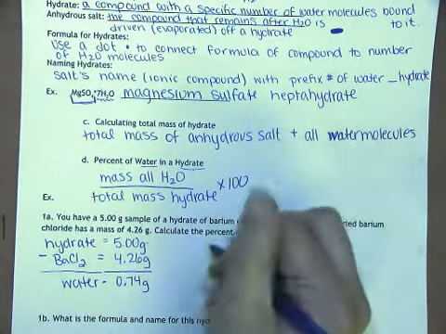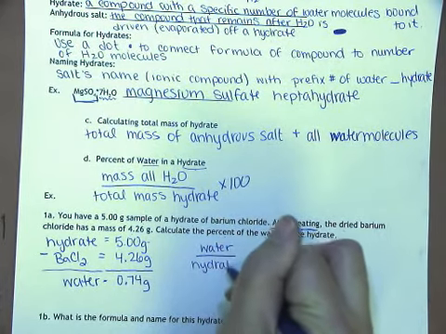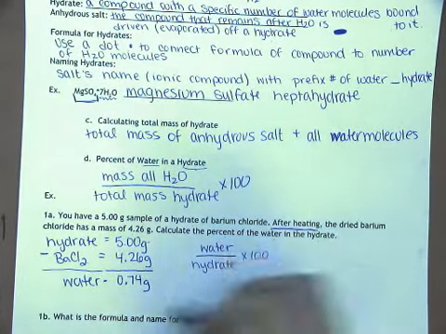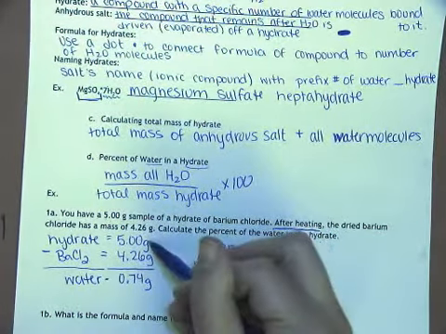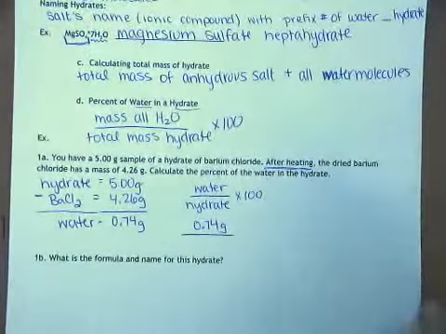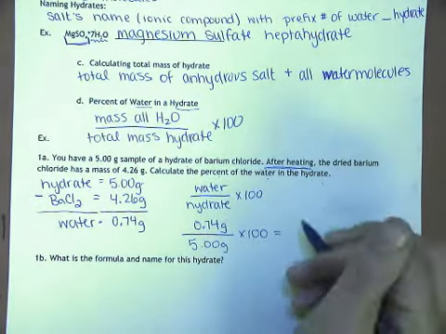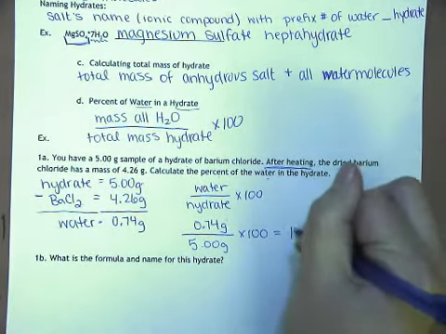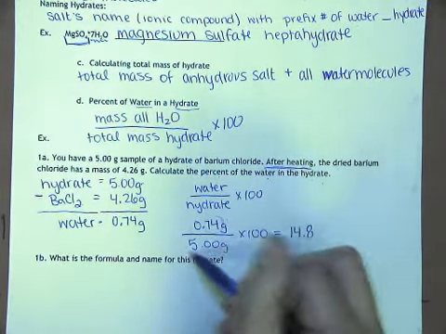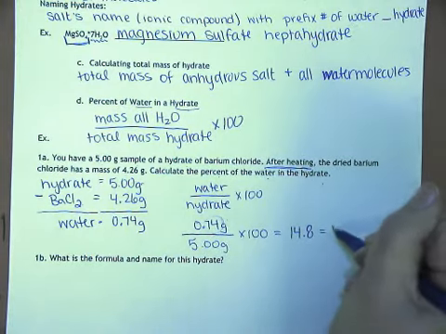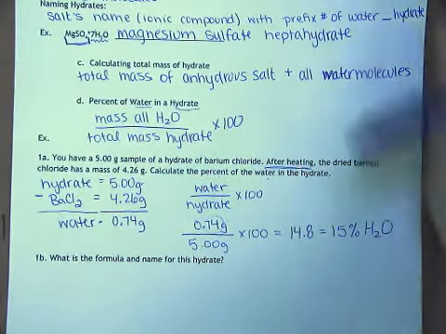So the percent of water is my water divided by my hydrate times 100. My water is the 0.74 grams divided by my total mass of the hydrate, which was the 5.0 grams, times 100. And when I plug that in, I get 14.8. But I look at 2 significant figures here, 3 here, so I can have 2 in my answer. So 15% water. Okay, that's the easy part.